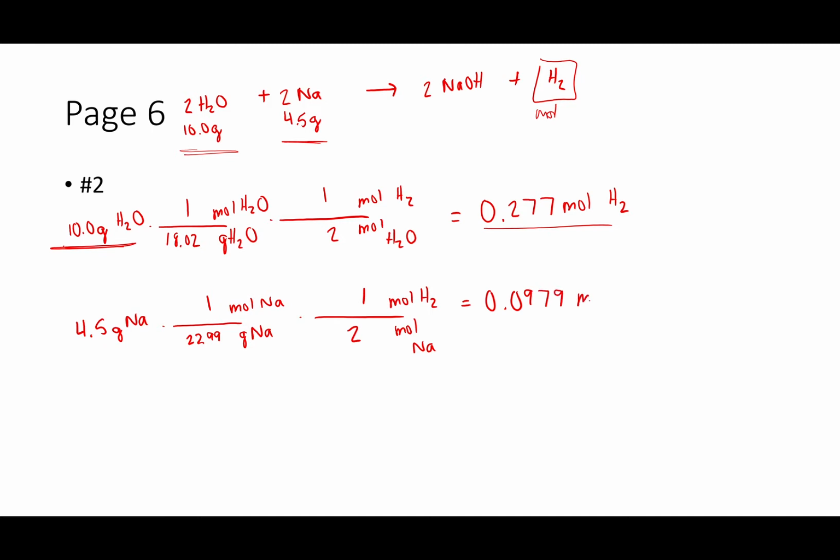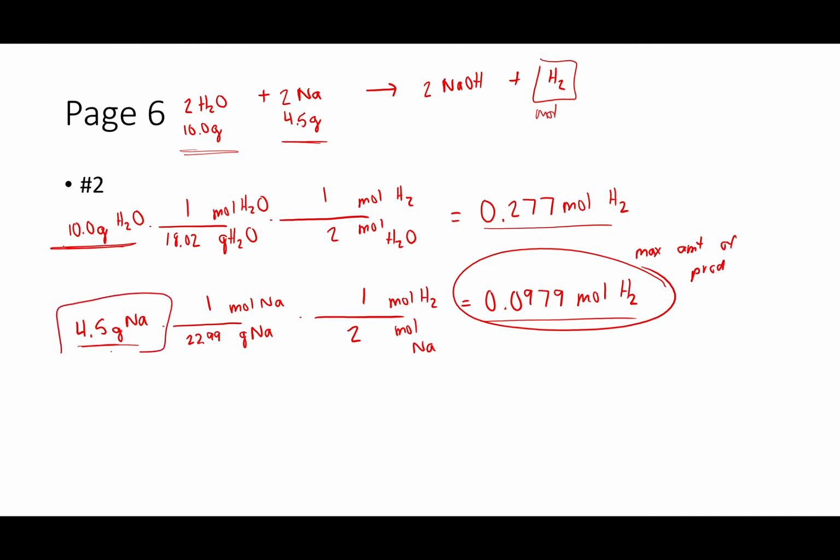0.0979 moles of H2. So this tells me for 4.5 grams of sodium to be completely used, I'm going to make 0.0979 moles of hydrogen gas. So now here's where we think. Just like with my bike example, I know that I'm only going to be able to make 0.0979 moles of hydrogen. So this is our maximum amount of product, even though it's technically the lower amount, because 4.5 grams of sodium is the limiting reactant.